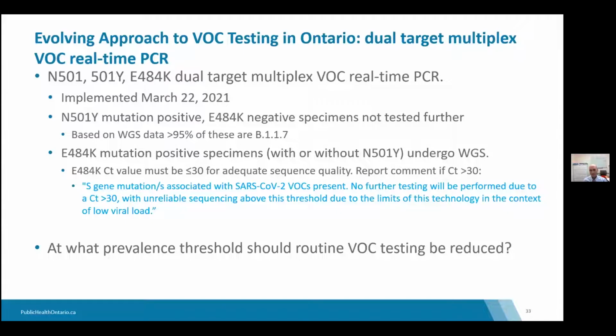One important question is really at what prevalence threshold of VOCs should we stop testing every sample? At this time, we are continuing to do all specimens because it is providing a stable method of surveillance for the province. But this will definitely be reassessed as prevalence continues to be monitored of the different VOCs and the particular mutations we're able to screen for with real-time PCR.